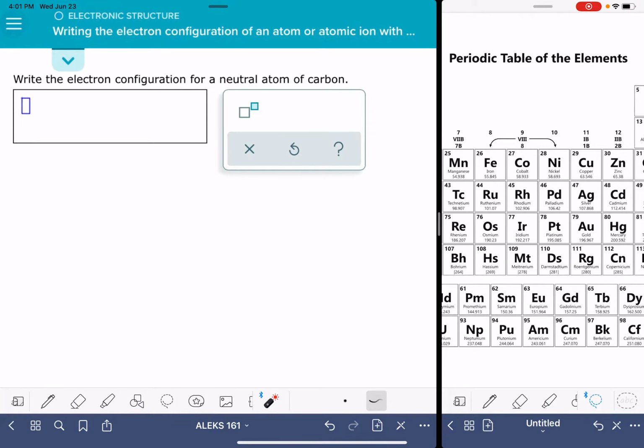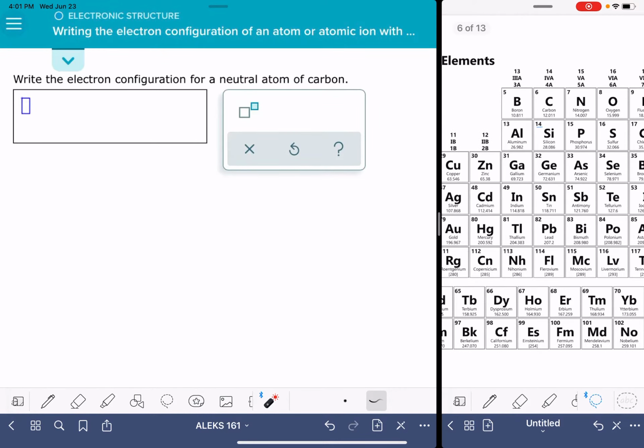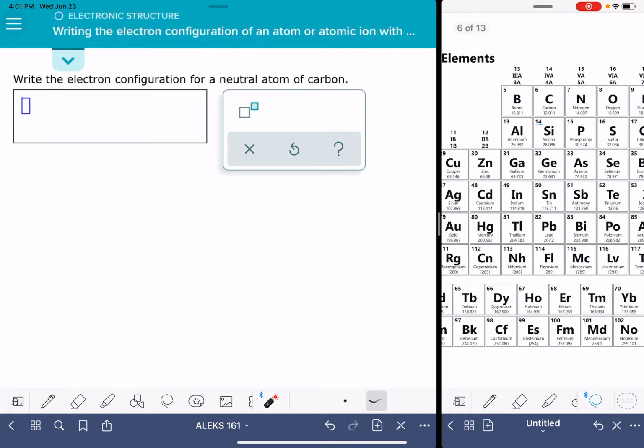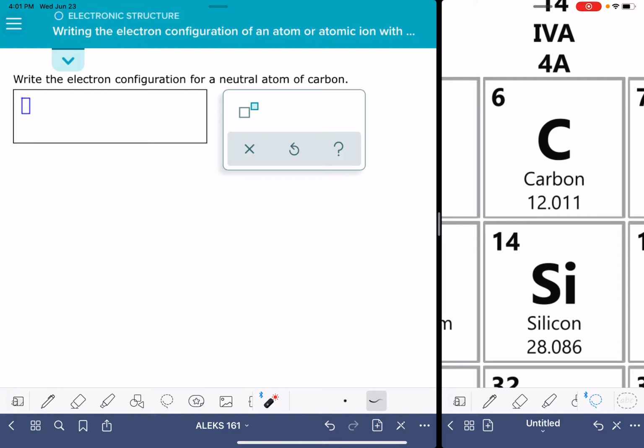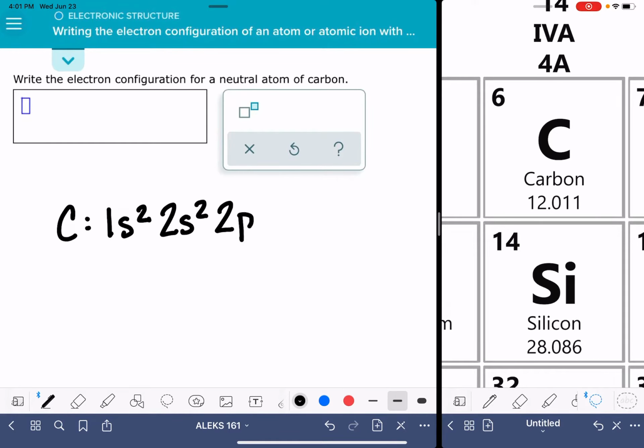Whether you have a cation or an anion or a neutral atom, I think it's easier to just start by writing the electron configuration for the neutral atom, and then you can modify it if you need to, if you have a cation or an anion. Carbon has a total of 6 electrons when it's a neutral atom, looking at its atomic number, which is 6. So that means that the electron configuration for carbon is going to be 1s2, 2s2, 2p2.